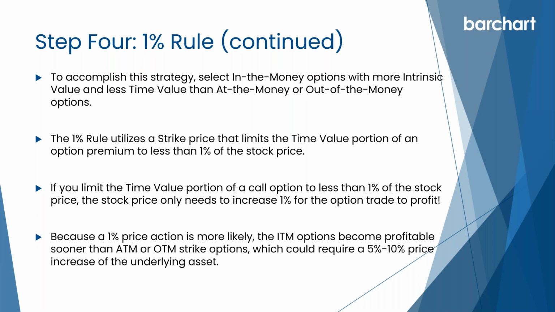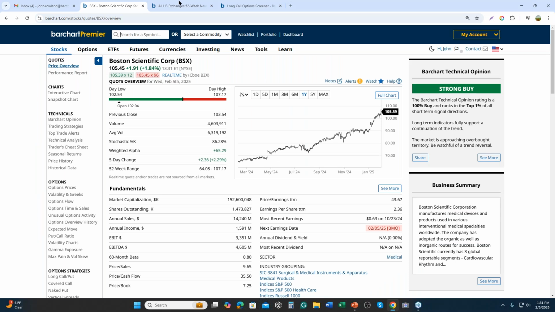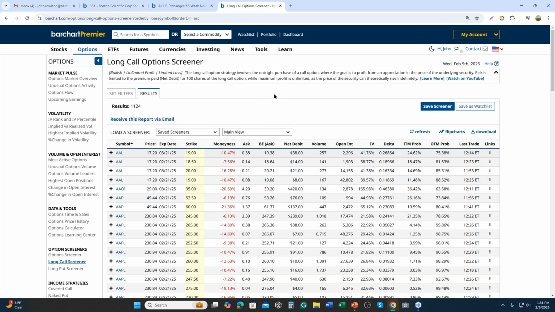No, we normally go out 4 to 6 weeks until expiration. That gives the trade some time to work out, and you can purchase a strike price where the time value portion of that option is less than 1% of the stock price. So there's plenty of opportunities to comply with this 1% rule and go out a month or 6 weeks until expiration when you're selecting the strike price.